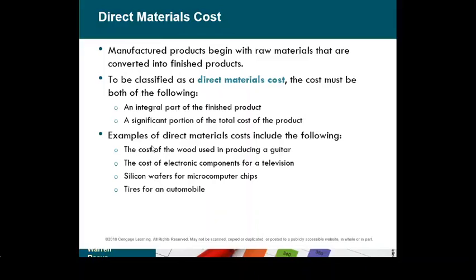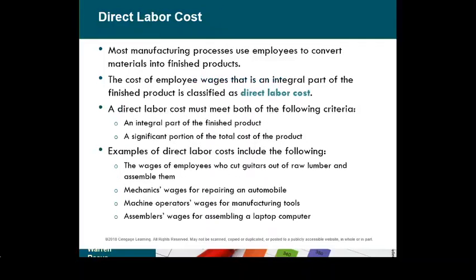So for example here, the cost of the wood to produce a guitar, the cost of electric components for a television, tires for an automobile. Okay, so if you don't have any tires, you cannot sell a car. There is no car supplier or car production that sells a car without tires. Therefore it is considered a very significant and important part in producing the product.